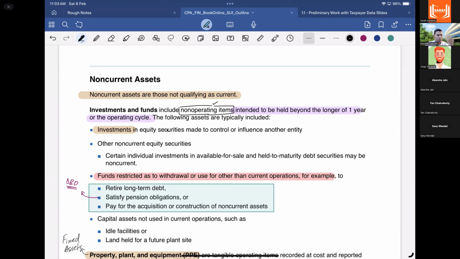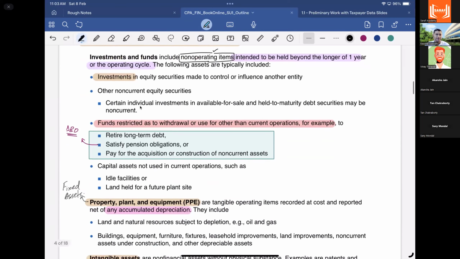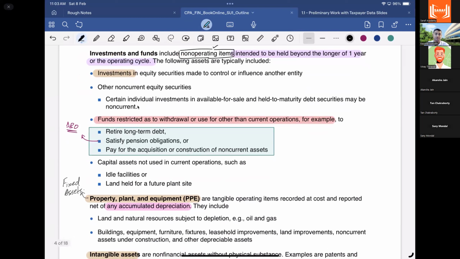इन्वेस्टमेंट्स इन इक्विटी, बहुत सारे इन्वेस्टमेंट्स है यहाँ पे, नॉन करंट इक्विटी एसेट्स का भी यहाँ पे आप देख सकते हो. Funds restricted as to the withdrawal or use for other than current operations, right? Let's say, for example, you retire the long-term debt or satisfy the pension obligation, which is why we would be learning something related to defined benefit obligation, DBO, and then pay for the acquisition or construction of the non-current assets. Very straightforward, easy, simple to understand.